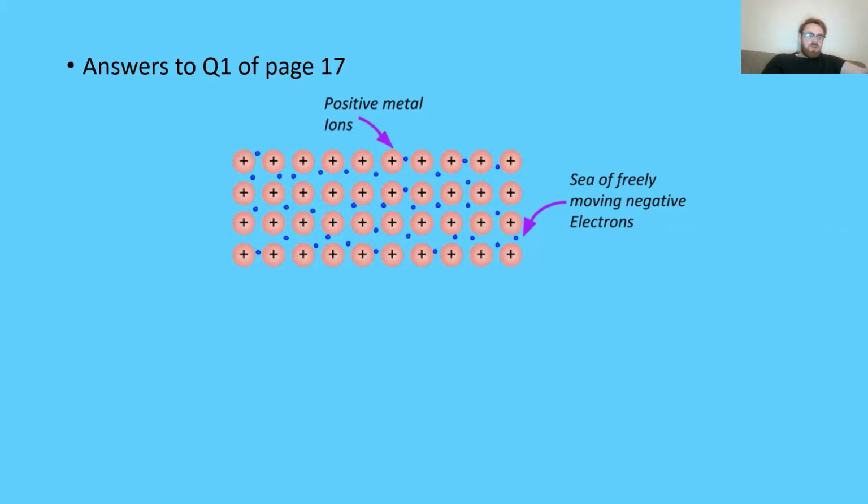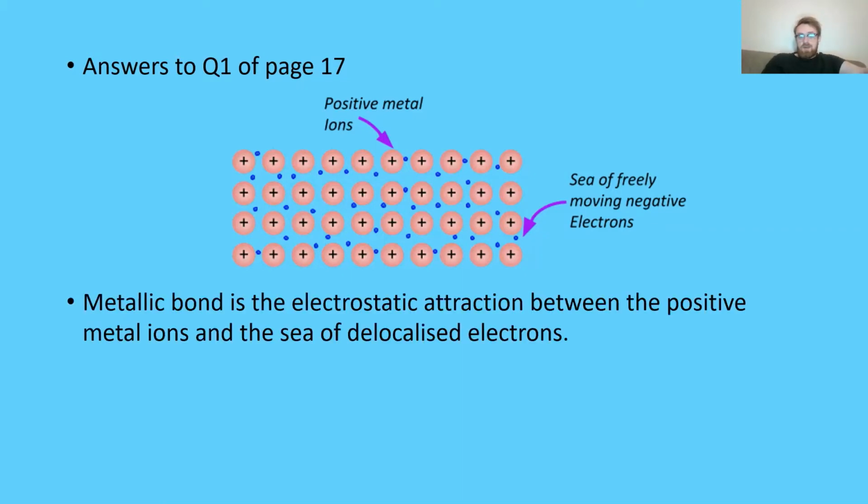Part B was asking you to describe a metallic bond. The metallic bond is the electrostatic attraction between the positive metal ions and the sea of delocalized electrons. Remember that electrostatic attraction means the attraction between oppositely charged particles. In an ionic bond, it's between the positive metal ions and the negative non-metal ions. In a covalent bond, it's between the positive nuclei and the shared pair of electrons. And in the metallic bond, it's the positive metal ions and the sea of delocalized electrons.